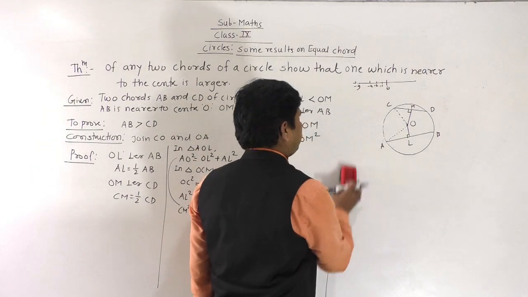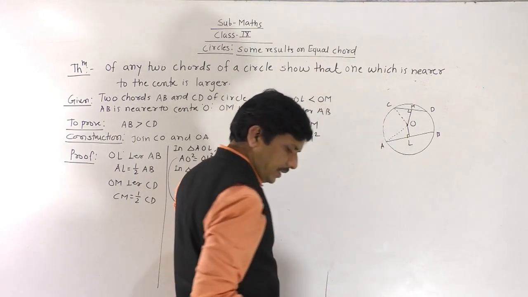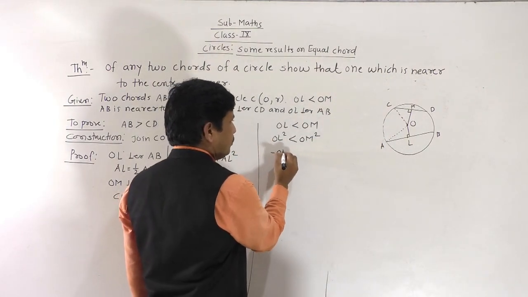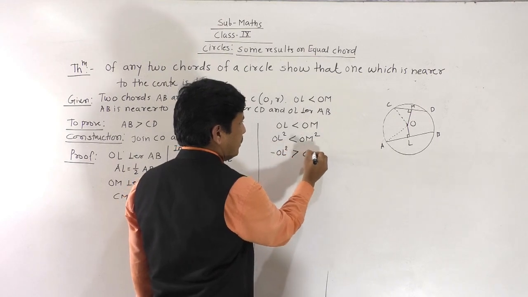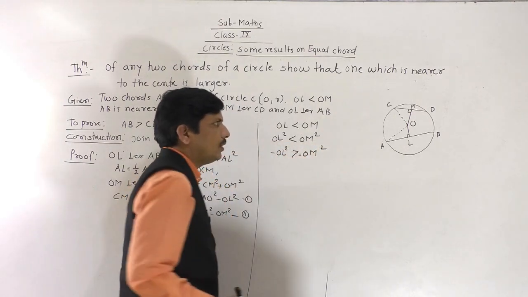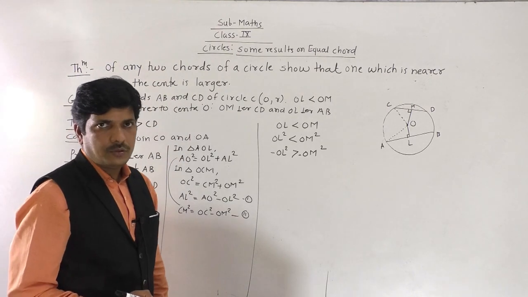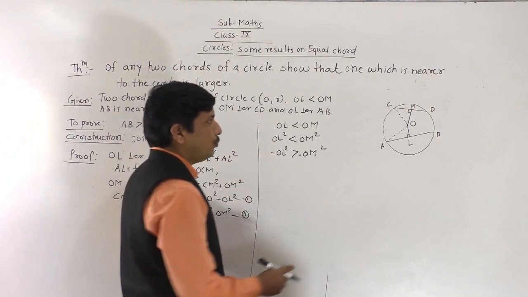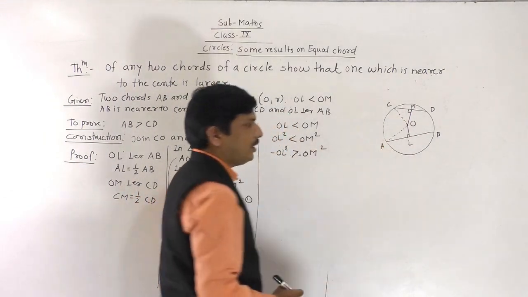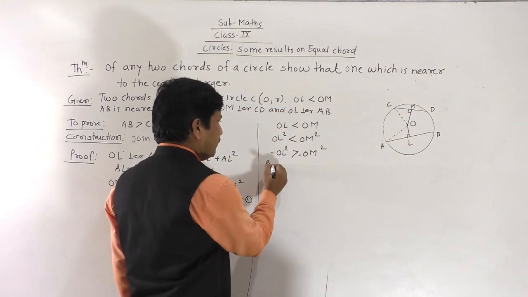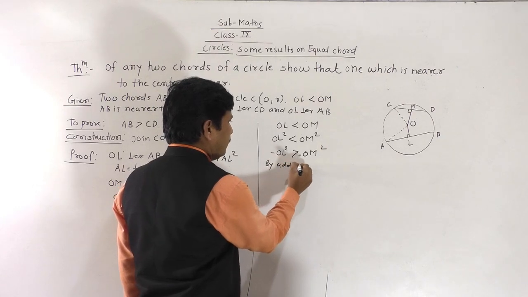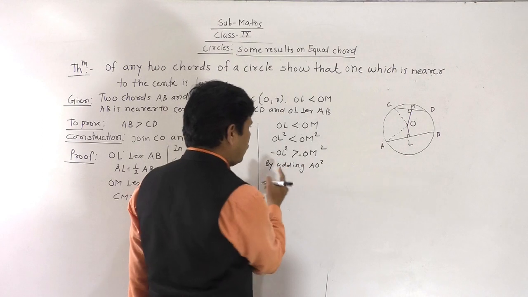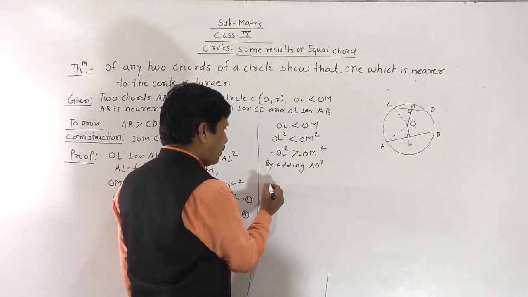That is, if it is negative, minus OL square, then it will change to minus OM square. Okay, so this we have now. Understood? Now what we are going to do? We are going to add AO square on both sides. Suppose I add AO square, then what will I get?